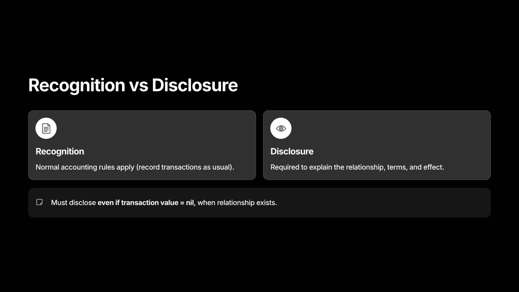11. Recognition versus disclosure. Recognition: record the transaction using normal accounting rules. Do not remeasure simply because it is related. Disclosure: explain the relationship, the transaction terms, and the effect on the financial statements. Even if the transaction value is zero, disclose the existence of the transaction when a relationship exists.